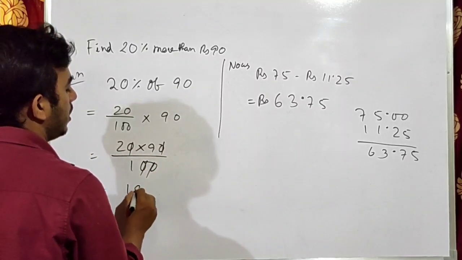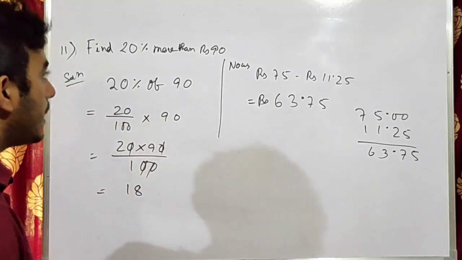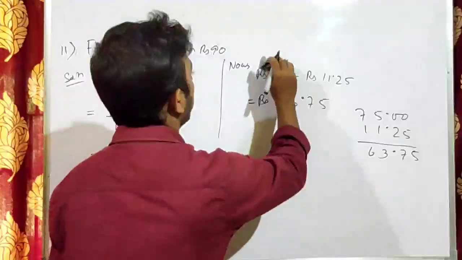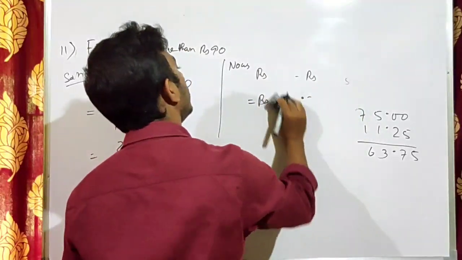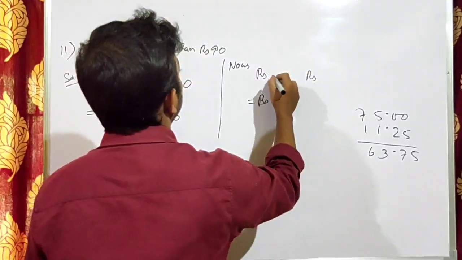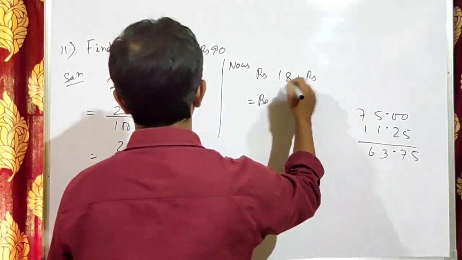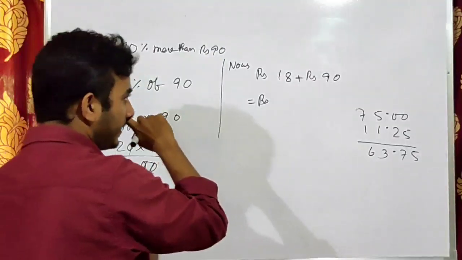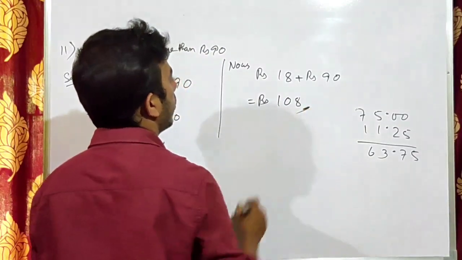2 into 9 is 18. Now, that is 20% more, isn't it? We have to add. So now we will write rupees 18 plus rupees 90. Rupees 18 plus rupees 90 is how much? 108. So this is our required answer.